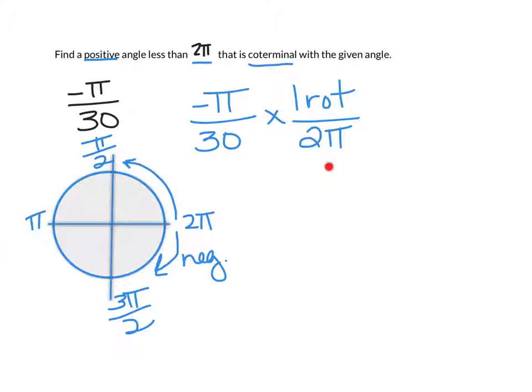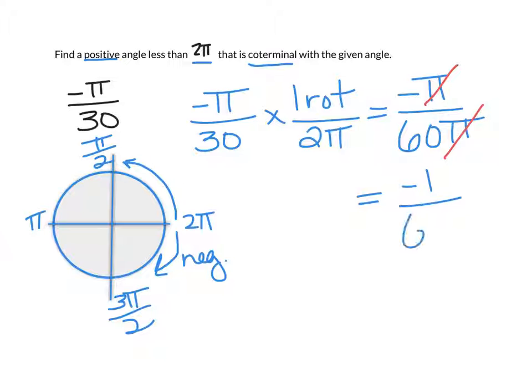So I can use this conversion factor when I am trying to find rotations. And then I'm just going to multiply the top. Negative pi times 1 rotation gives me negative pi. And then 30 times 2 pi is going to give me 60 pi. Then I'm going to cancel out the pi's. They cancel out, and that leaves me with negative 1 over 60 rotations. So that's 1/60th of a rotation.